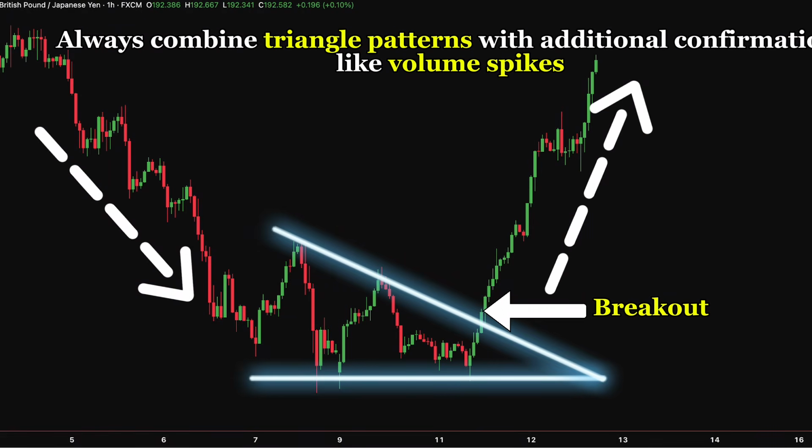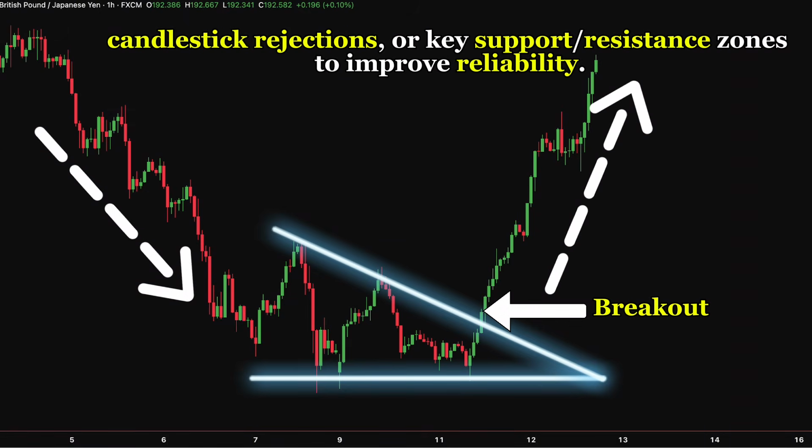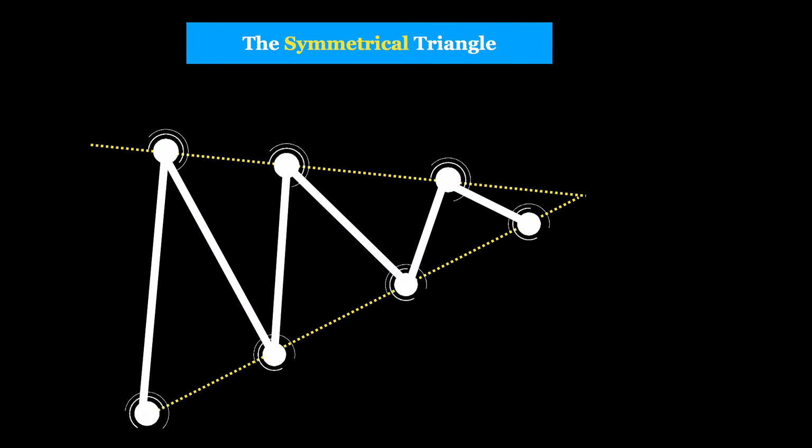Always combine triangle patterns with additional confirmation like volume spikes, candlestick rejections, or key support and resistance zones to improve reliability. Next up is the symmetrical triangle, a neutral pattern that can lead to either a trend continuation or a reversal, depending on how price breaks out.